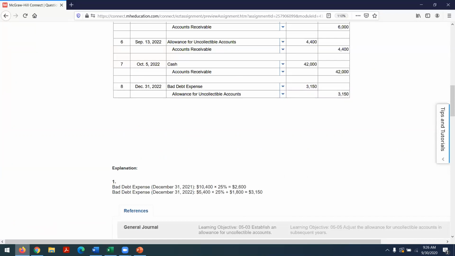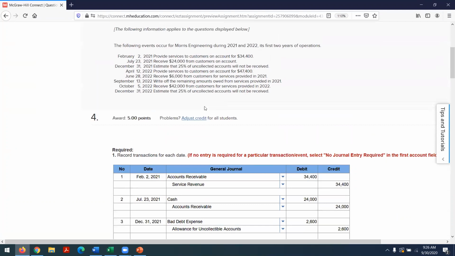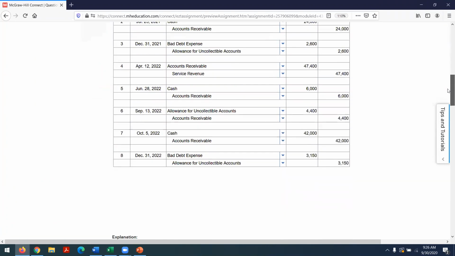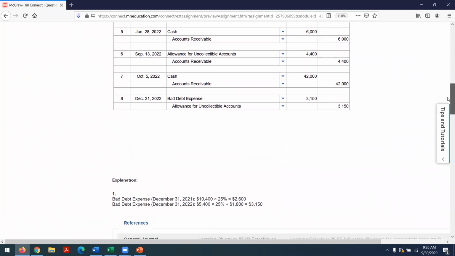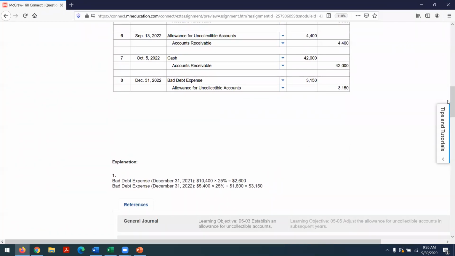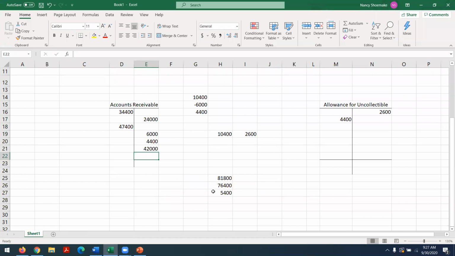Now it says we estimate that 25% of uncollected accounts will not be received. So in that case, we are going to show that the $5,400 here that's left over, 25% of that isn't going to be received. So 25% of $5,400 is $1,350. Got it? So we know $1,350 won't be received on this balance.